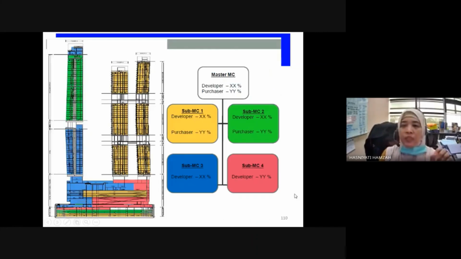Okay. This also shows the same thing. Master MC, you have one MC and then you have different sub-MCs. So in this case, you have 4 sub-MCs. Sub-MC 1, 2, 3, 4. All the sub-MCs being color-coded.